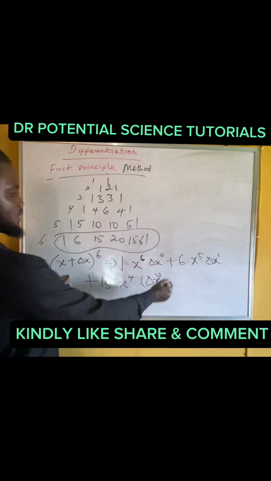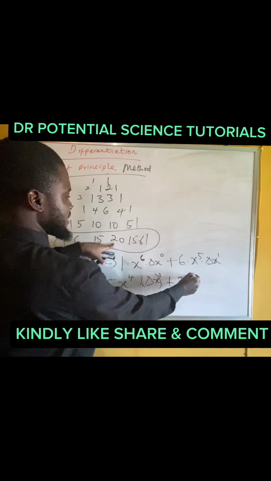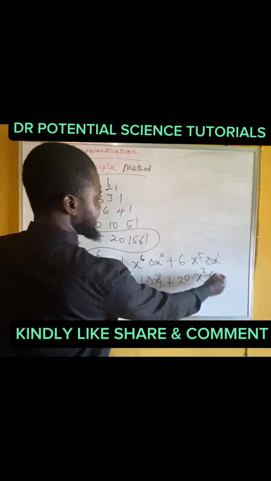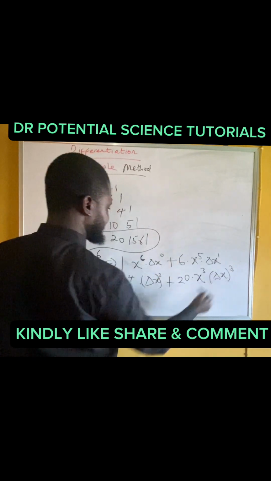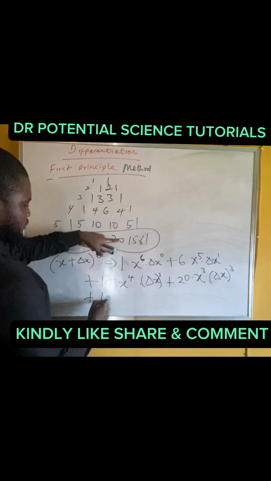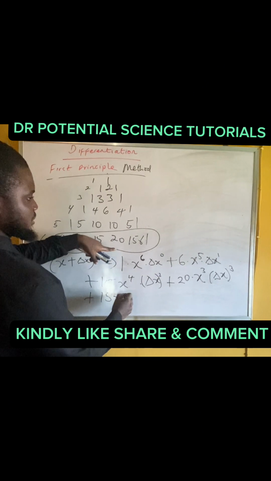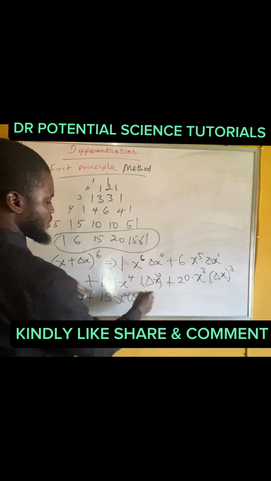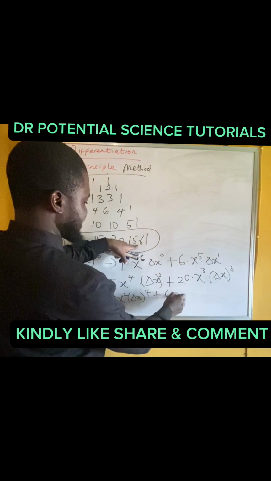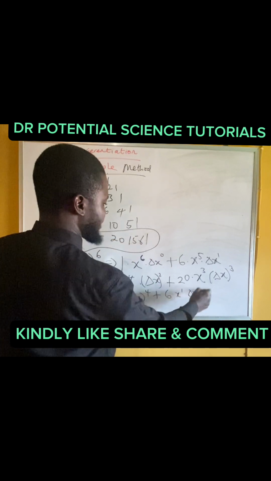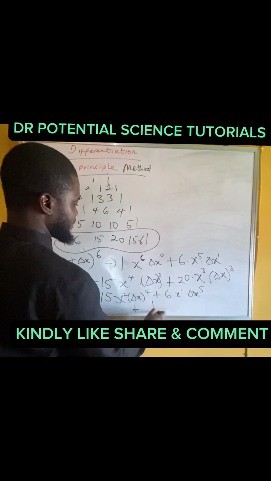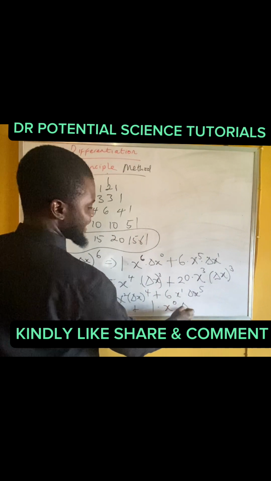Okay. Then plus, what's the next coefficient? 20 multiplied by x raised to power 3, delta x raised to power 3. Okay. Plus, what's the next coefficient? 15 x raised to power what? 2, delta x raised to power what? 4. Plus 6 x raised to power 1, delta x raised to power what? 5. Then plus the last one, x raised to power what? 0, delta x raised to power what?